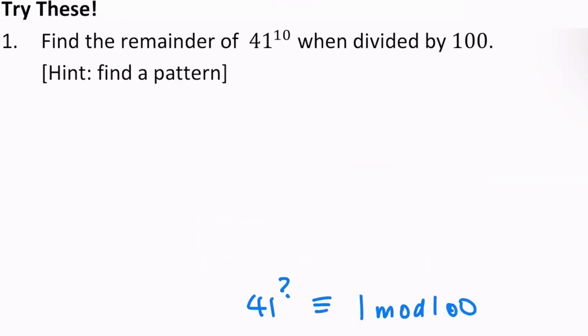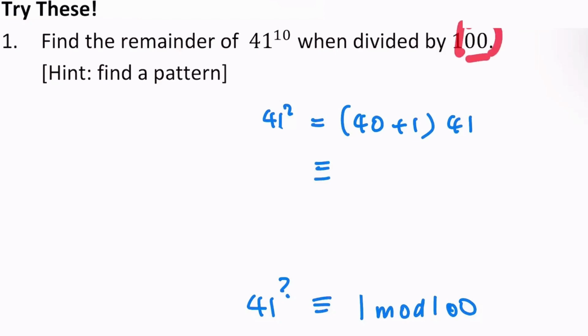Okay, 41 squared. You can think of this as 40 plus 1 times 41. We only care about what is in the last 2 digits because that's our remainder when we divide by 100. So for example, I take the 40 times 41.